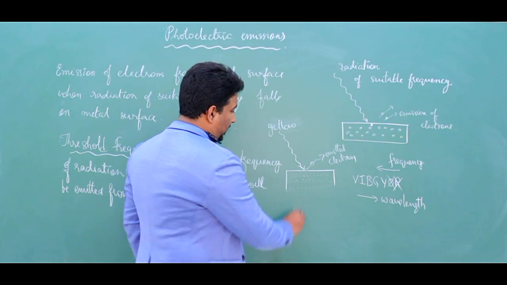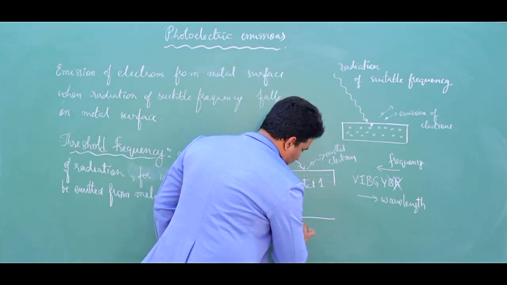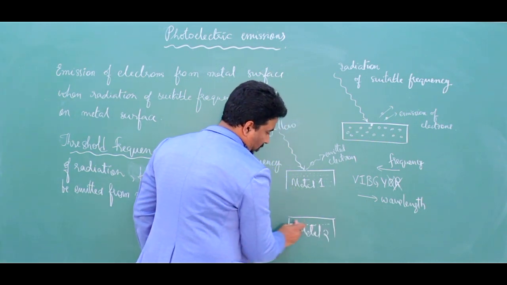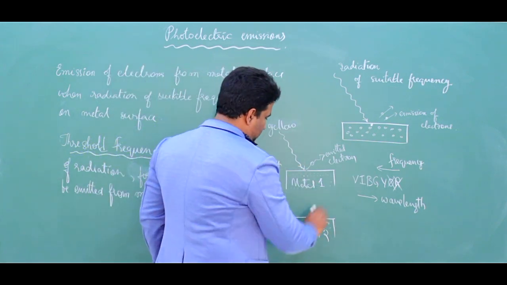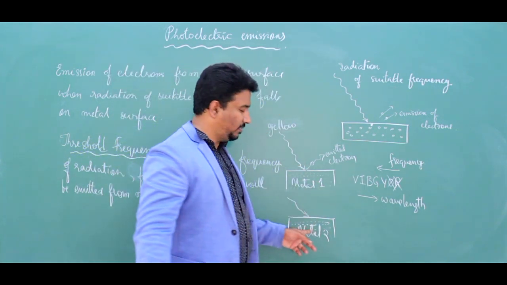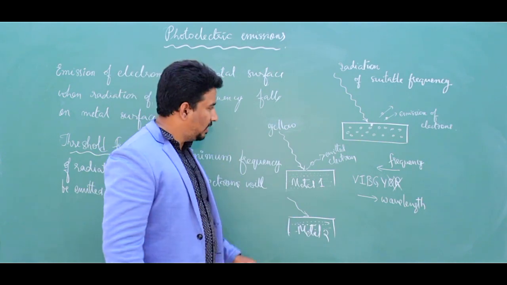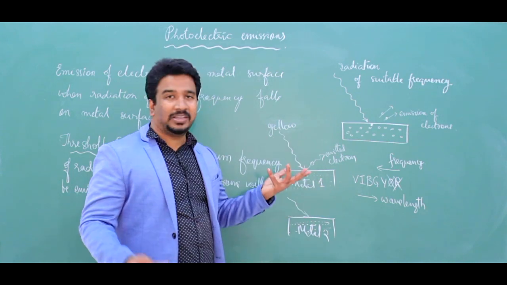Okay, this is metal 1. There is another metal, which is metal 2, and it has also got free electrons. Now we will irradiate this with the radiation. We put red, electron was not emitted. We put orange light, electron was not emitted. We put yellow, not emitted. We put green light, not emitted.